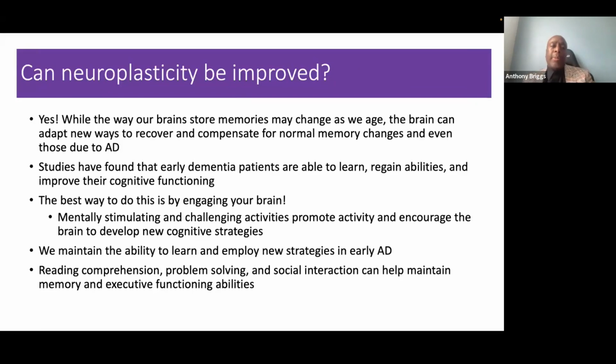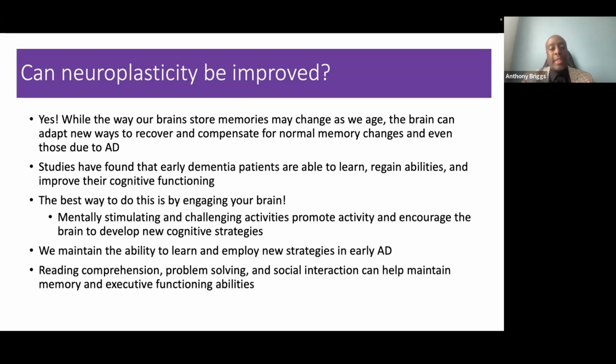So can neuroplasticity be improved? Well, of course, while the way our brains store memories may change as we age, the brain can adapt new ways to recover and compensate for normal memory changes, and even those due to AD. Studies have found that people with early dementia are able to learn, regain abilities, and improve their cognitive functioning.